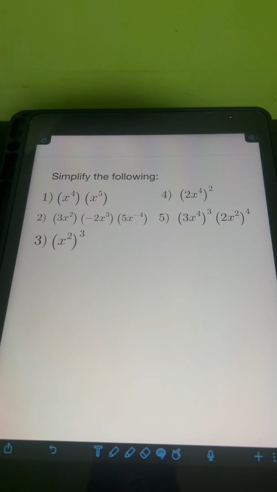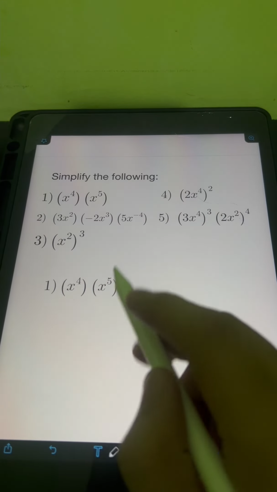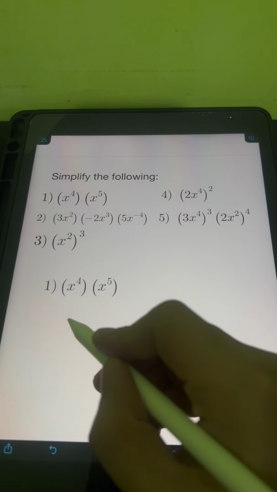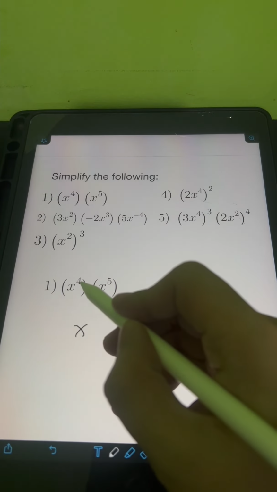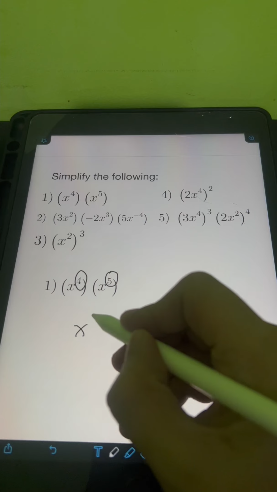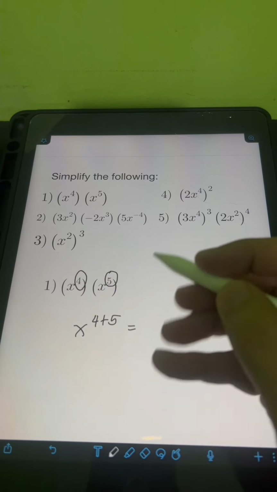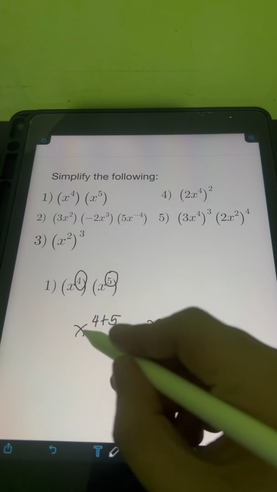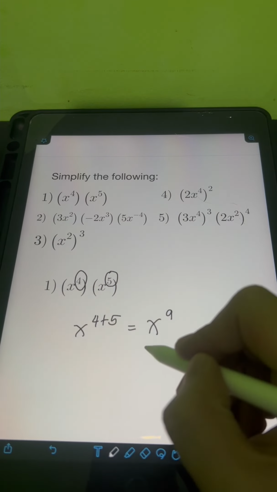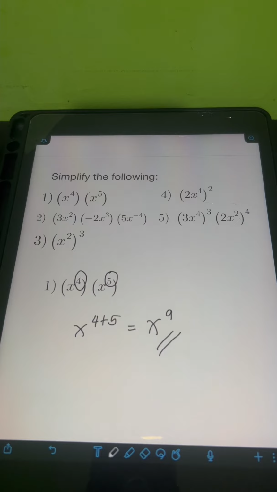Let's try to solve this problem. Simplify the following. So let's start with number 1. x to the 4th times x to the 5th. When we are multiplying the same base, we just need to copy the same base and then add their exponents. So we will have x raised to 4 plus 5, or 9. So x raised to the 9th power.